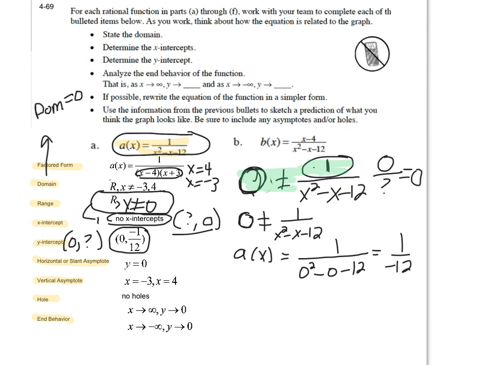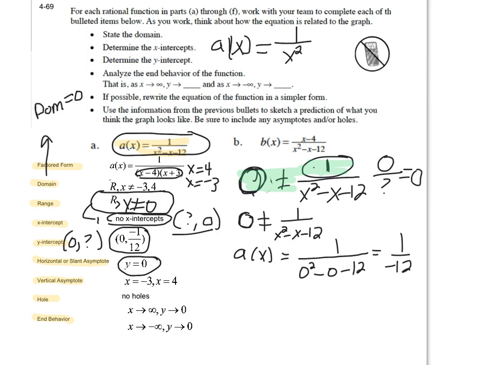Horizontal or slant asymptote. Well, if you analyze the graph, you'll see that the graph cannot have an output of 0. Therefore, the graph is approaching y equaling 0. Another way to look at that is, in one of the previous videos, I talked about the most influential term in the numerator and most influential term in the denominator. So if I take the function a of x, and I take a look at my numerator, the only value I have there is 1. If I take a look at the denominator, the most influential term in the denominator is x squared.